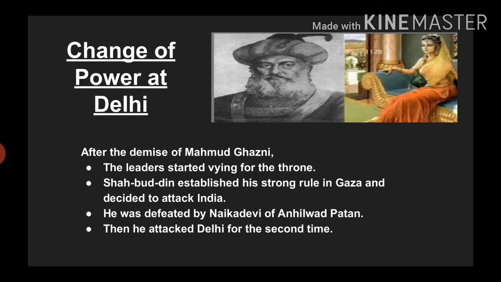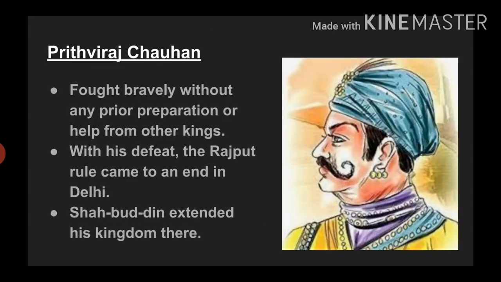Here, he decided to attack. But he wasn't successful. He was defeated by Queen Naika Devi of Anhilwad Patan, so he could not forget his defeat from a woman, and therefore he did not attack India for 12 years. Finally, the second time he attacked Delhi. Prithviraj fought bravely, but without any prior preparation or help from the other Rajput kings. With his defeat, Rajput rule came to an end in Delhi. As a result, Shahabuddin established his rule there and extended his kingdom.